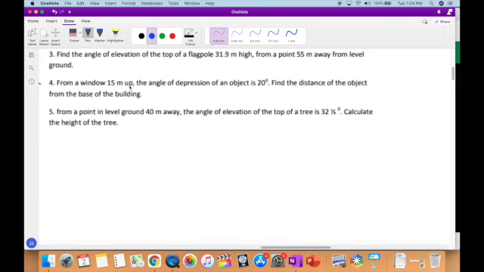From a window 15 meters up, the angle of depression of an object is 22.